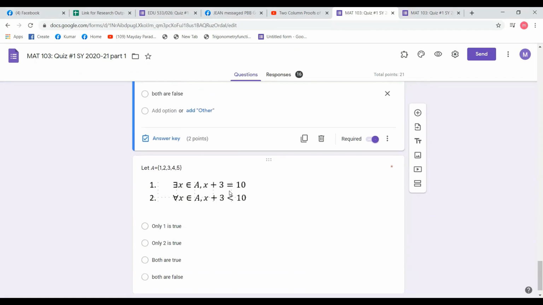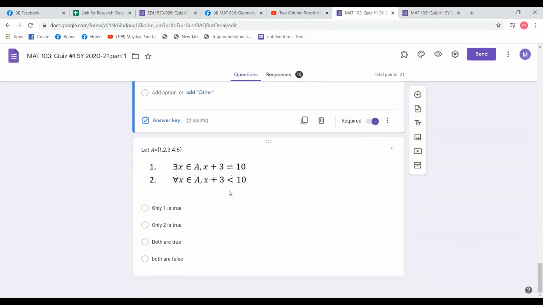Okay, for the last number. So let us say A is the set of 1, 2, 3, 4, 5. Could we say that there exists a value of x in A such that x plus 3 is equal to 10? So let us try to test all values if there is at least one that equals 10.